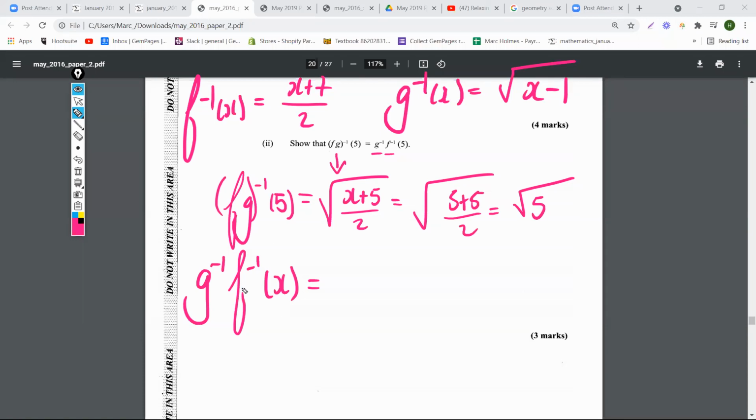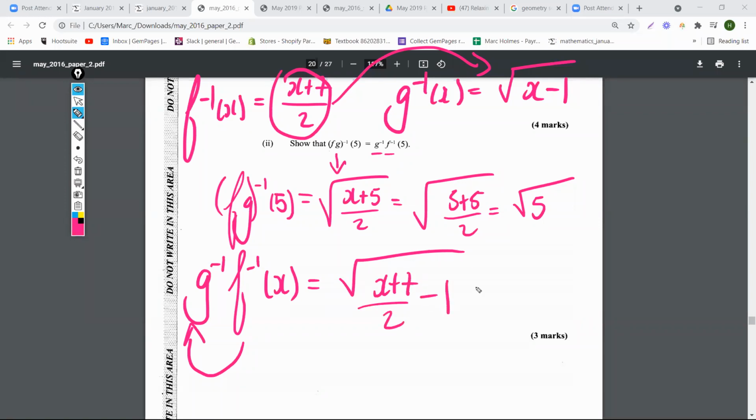So to find g to the -1 of f to the -1 of x, we'll have to put the f into the g. That means we're going to put this into that. So we're going to end up with the square root of (x plus 7) over 2, minus 1. Cool. That's what we're going to end up with.